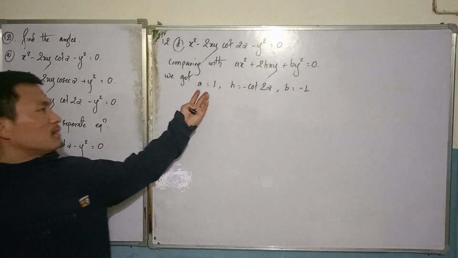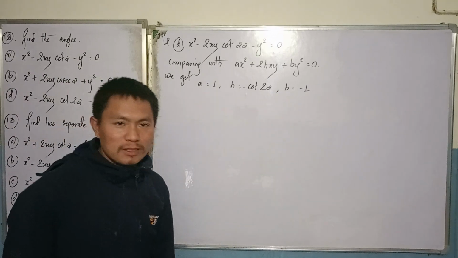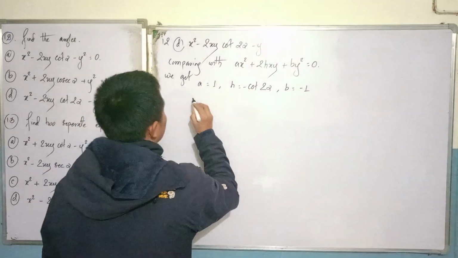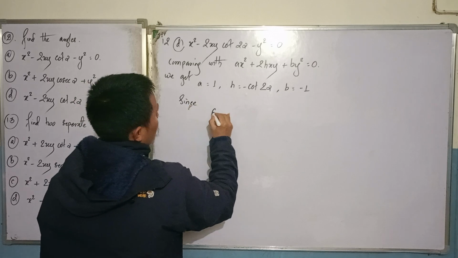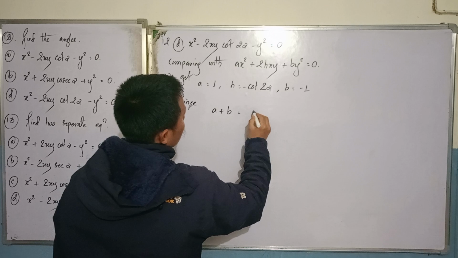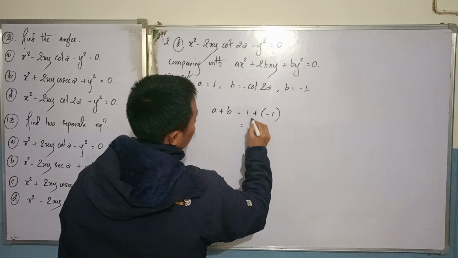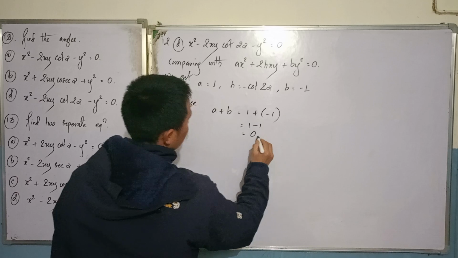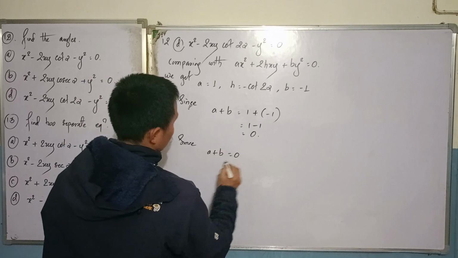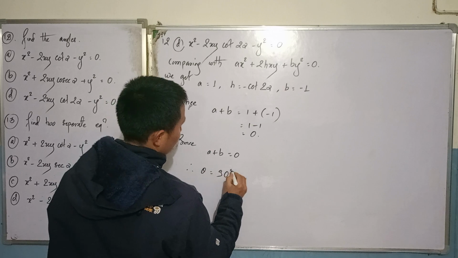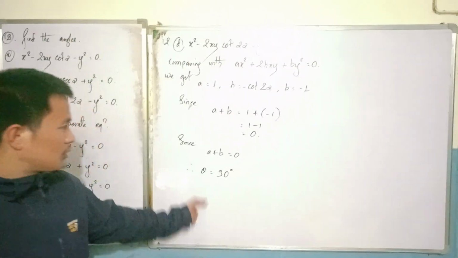From here you can clearly see that when you sum up a and b, the result is 0. So you can directly write: since a plus b equals 1 plus minus 1, which is 1 minus 1 equals 0. Since a plus b equals 0, therefore theta will be 90 degrees. a plus b equals 0 is the condition of perpendicularity, so it's finished.